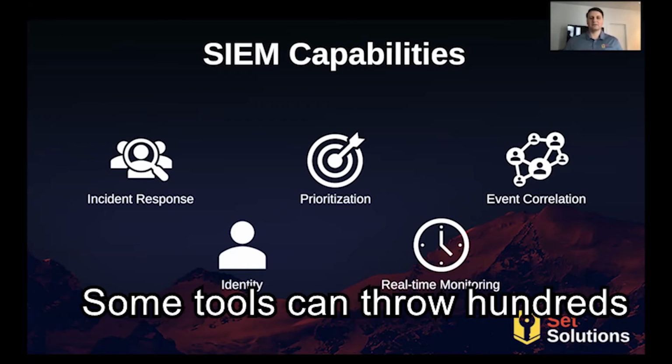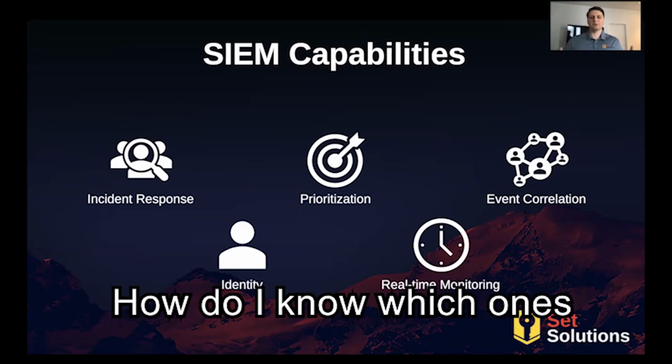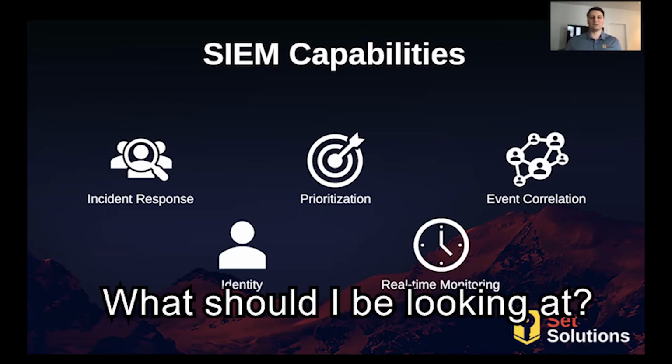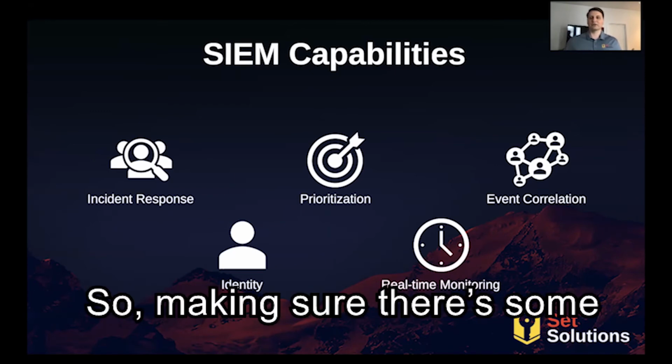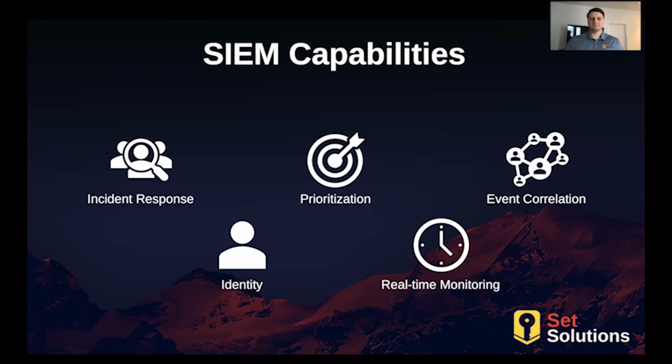Prioritization. SIM tools can throw hundreds to thousands of alerts a day. How do I know which ones are the most important? What should I be looking at? So making sure there's some sort of prioritization in there is key.